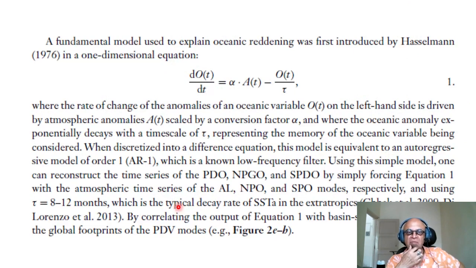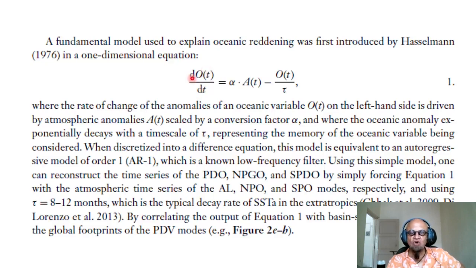Of course, one fundamental model used to explain oceanic reddening was first introduced by Hasselmann in 1976 in a one-dimensional equation. You may already know that Hasselmann was part of the three-member team that won the Nobel Prize for Physics recently, Suki Manabe, Hasselmann, and a third person who did some related work that you can look up. The equation looks disarmingly simple, as they say.